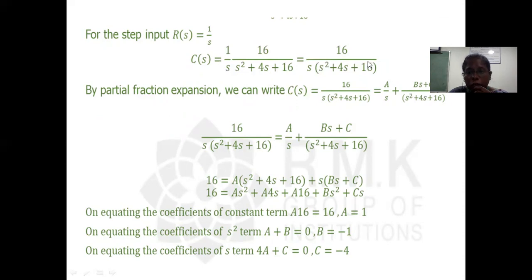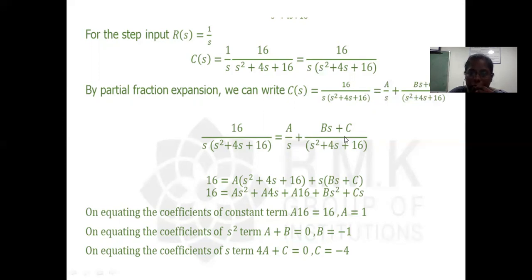We already know how to solve using partial fractions. Here we have two factors: s, and the other is a quadratic factor. So how do we solve it using partial fractions? We can split this as a by s plus bs plus c divided by the quadratic term. Since we have two terms in the denominator, the s term and the quadratic term, we write a by s plus, since it is a quadratic term, bs plus c. After splitting that, now we have to solve it for the coefficients a, b, c.